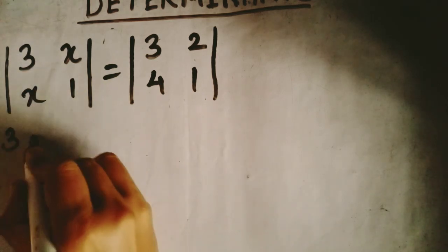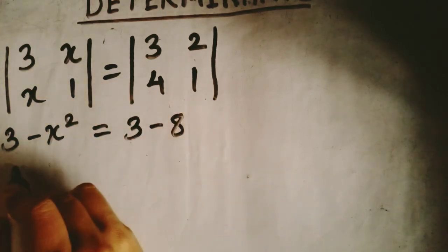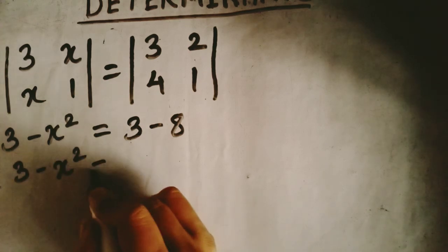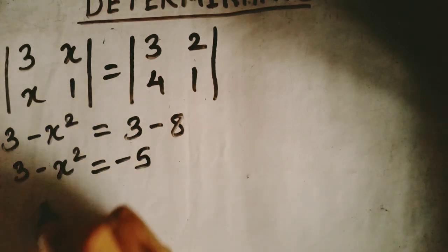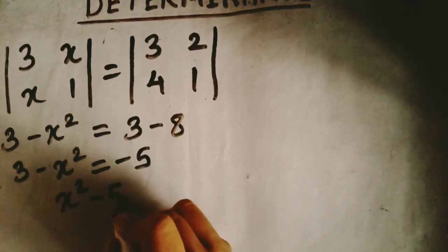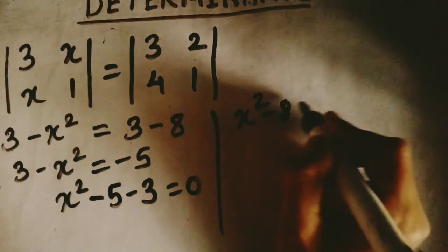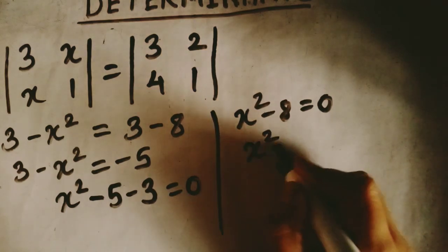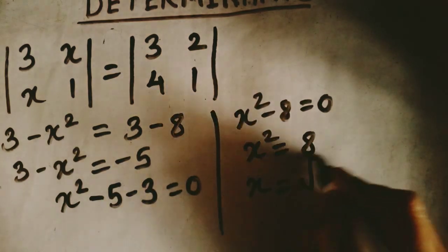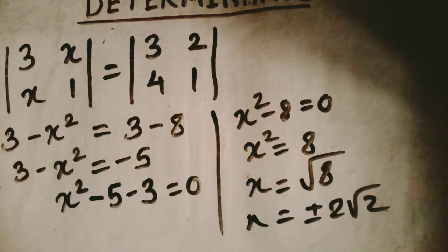So this will be 3 minus x square equal to 3 minus 8. So 3 minus x square equal to minus 5. So taking x square that side, you will get x square minus 5 minus 3 equal to 0. So x square minus 8 equal to 0. So x square is 8. So x is root of 8, which is plus or minus 2 root 2. Okay. So this way you can find value of x.